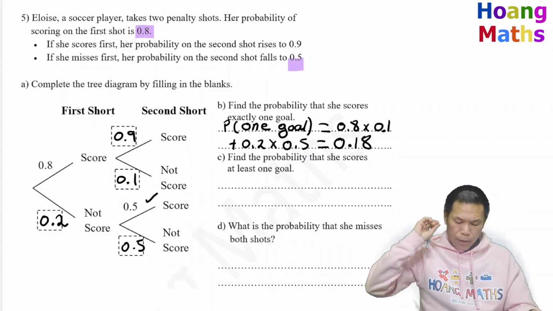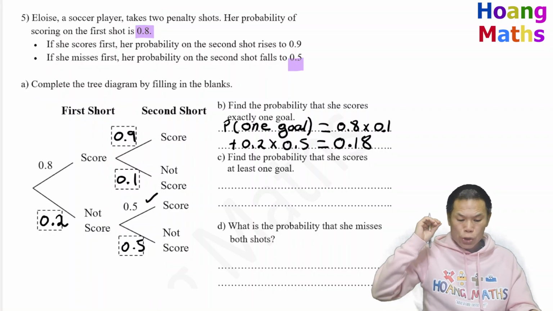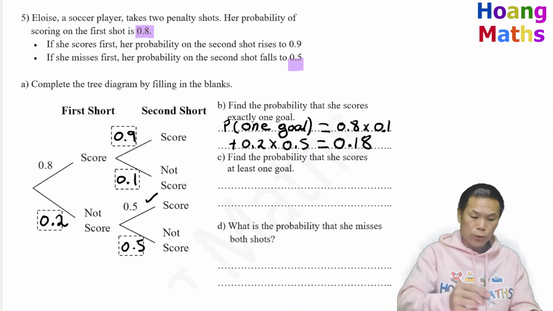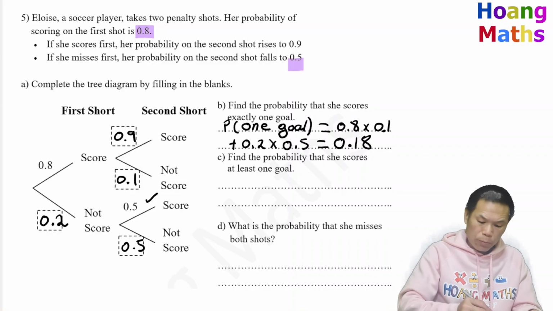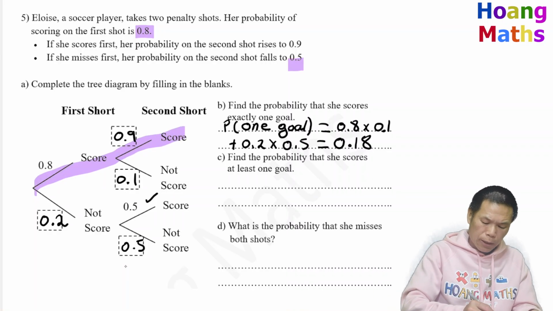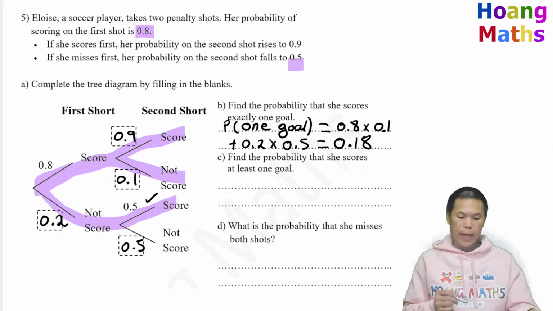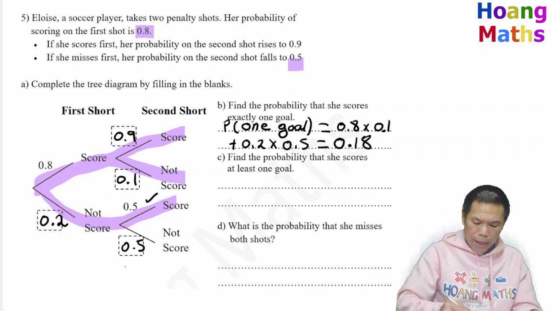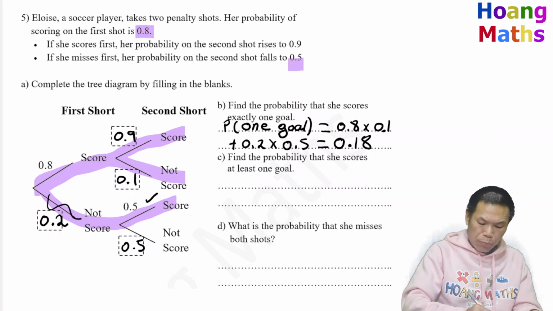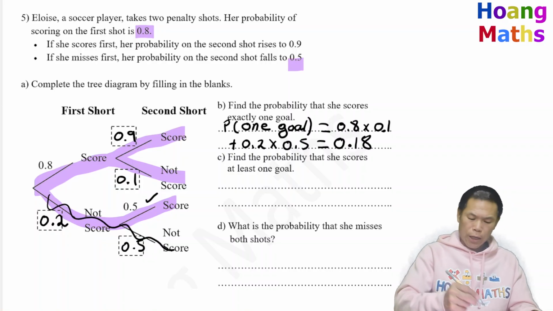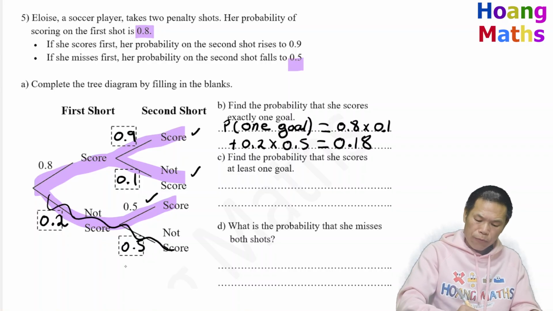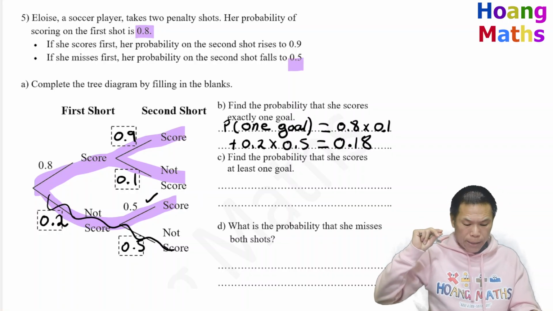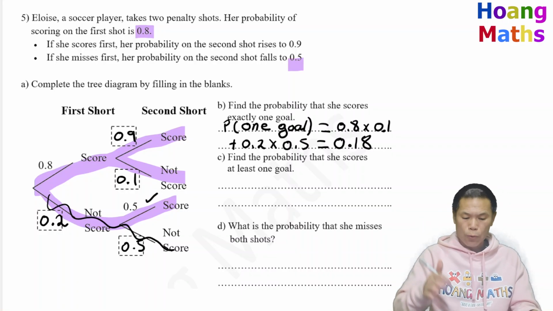Part C. Find the probability that she scores at least 1 goal. So at least 1 goal means score, score, score, not score, and not score, score. Okay, these 3. But it's easier if we work it out by 1 minus this branch here. So it's quicker. Otherwise, we can work out the probability for each and add them up. But let me just work out 1 minus not score, not score.